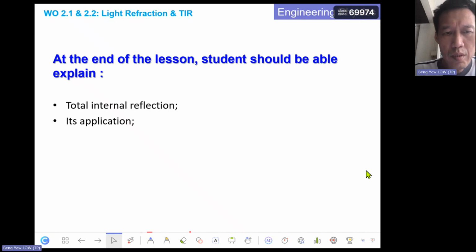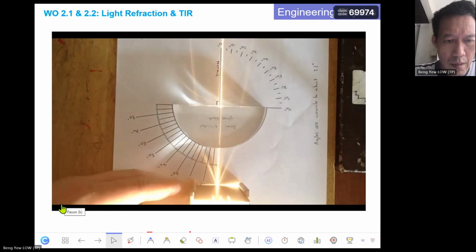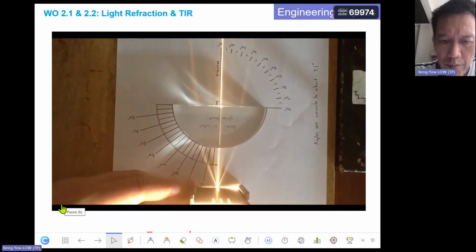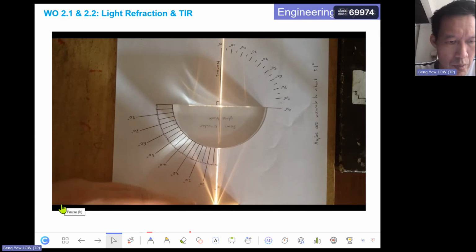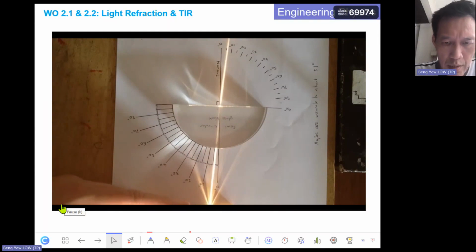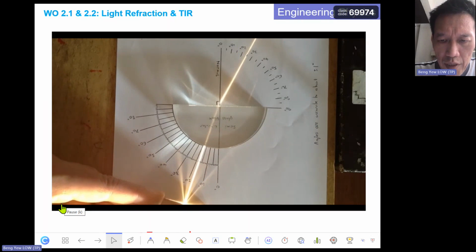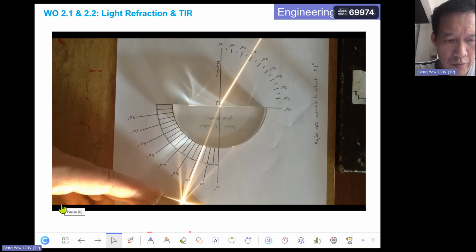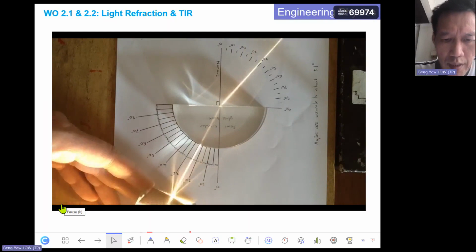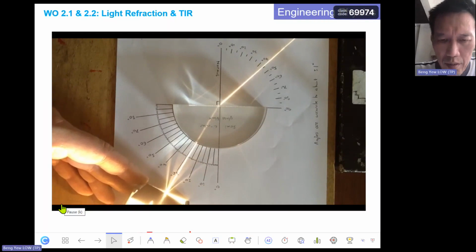In this video, we will learn about total internal reflection and its application. Consider the case when light travels from a denser medium to a less dense medium. We know that it bends away from the normal. This means that as the incidence angle increases, the angle of refraction will increase even more. In fact, there will be a point where the angle of refraction becomes 90 degrees.